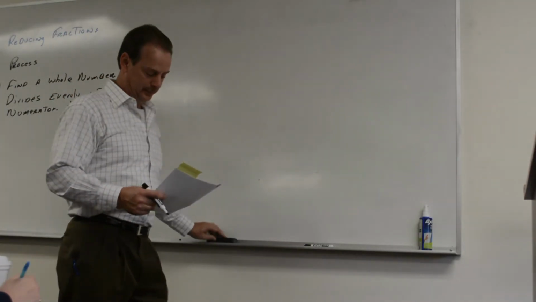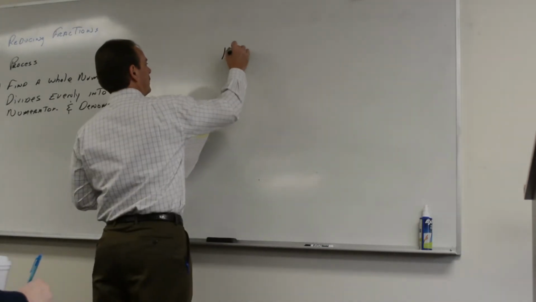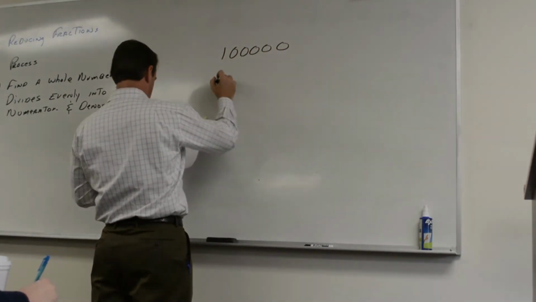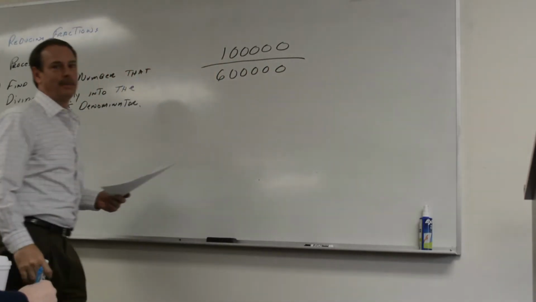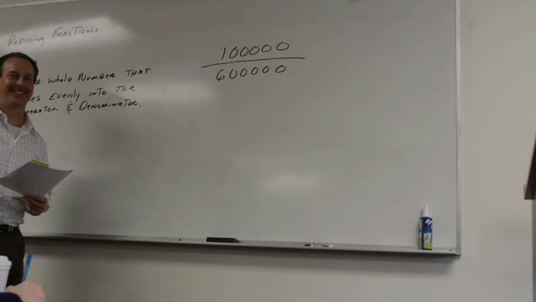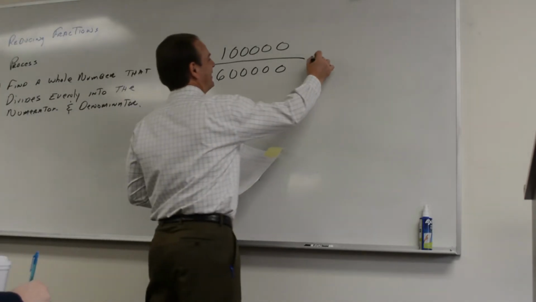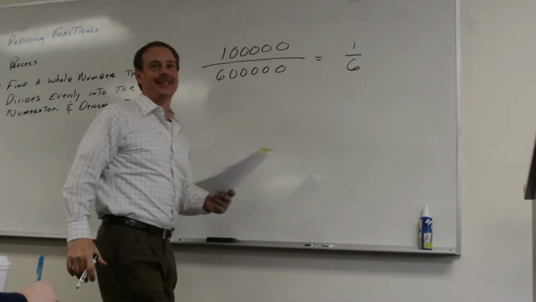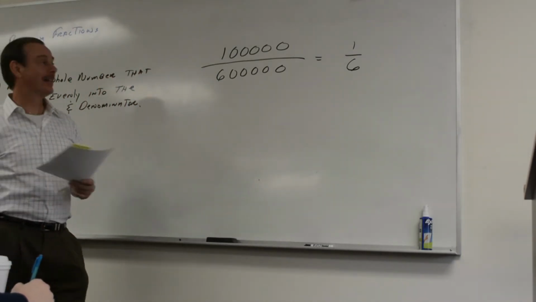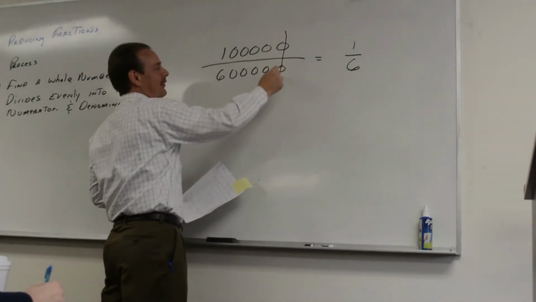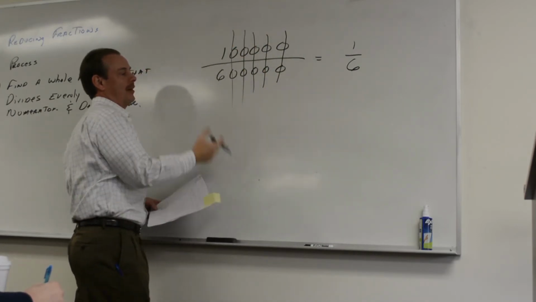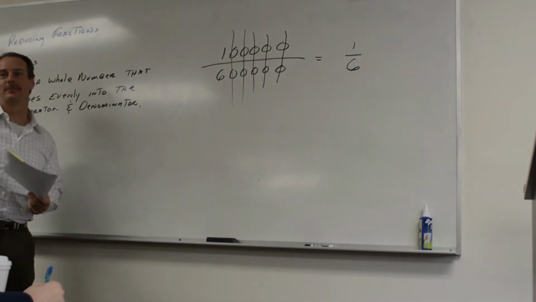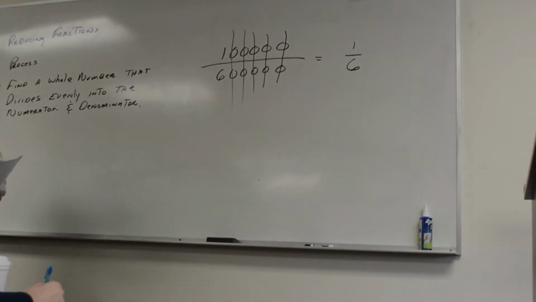Get ready for this. That's 1 over 6. And how did you get that? You cancel the zeros. Every time you cancel a 0, it's like dividing by 10. That's dividing by 10, that's dividing by 100, that's by 1,000, that's 10,000, that's 100,000. Geez, I thought that was going to be a little harder.